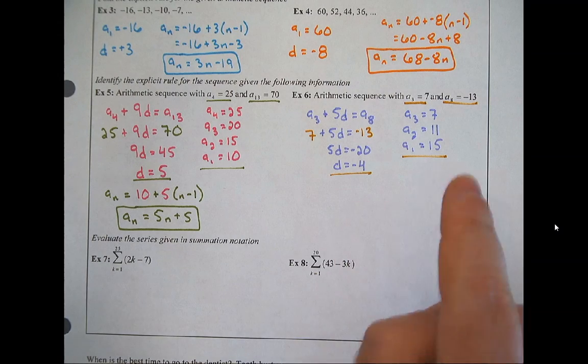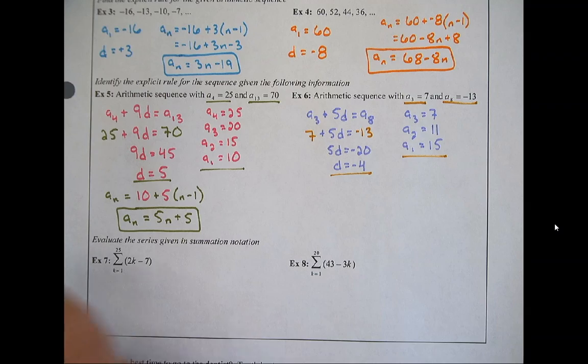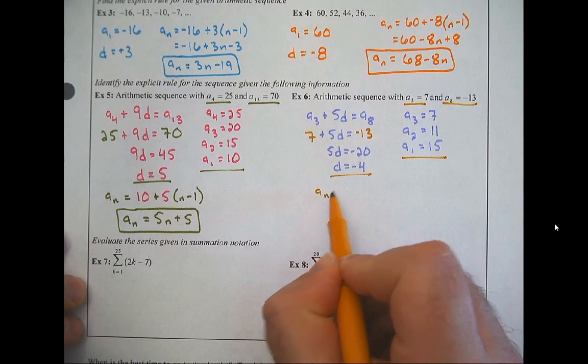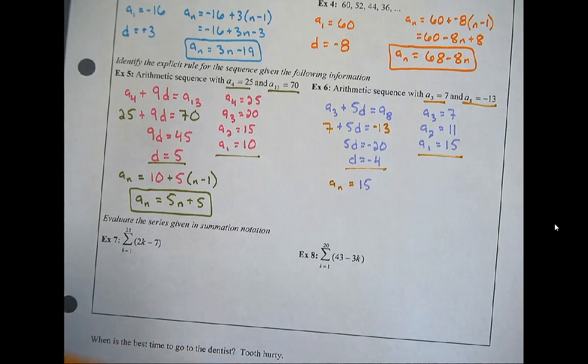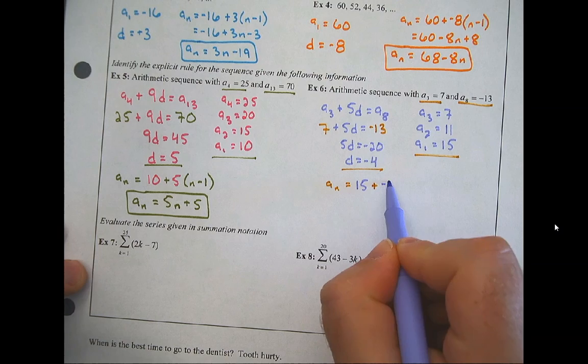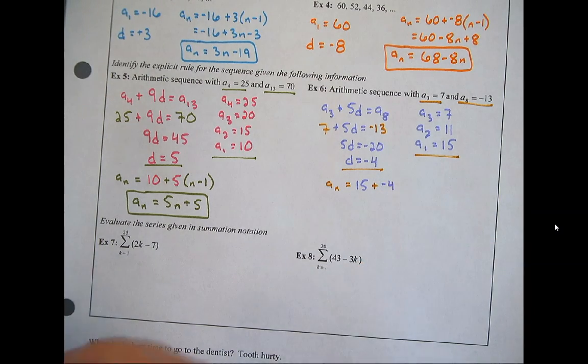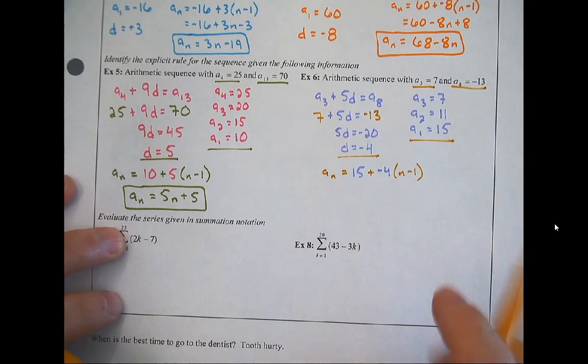So now I have first term, I have common difference, I can start plugging in and chugging. So a sub n is equal to my first term, which was 15, plus my common difference, which was negative 4, times the quantity n minus 1. Now I can start to clean some things up here.